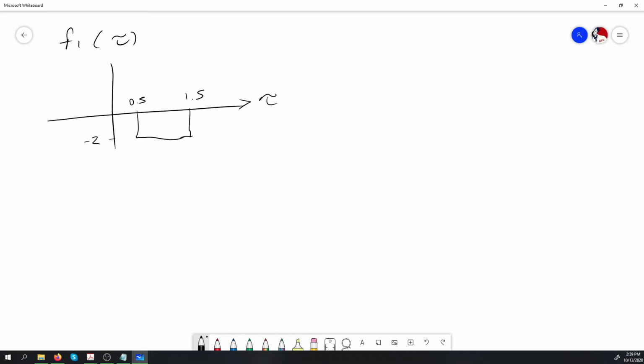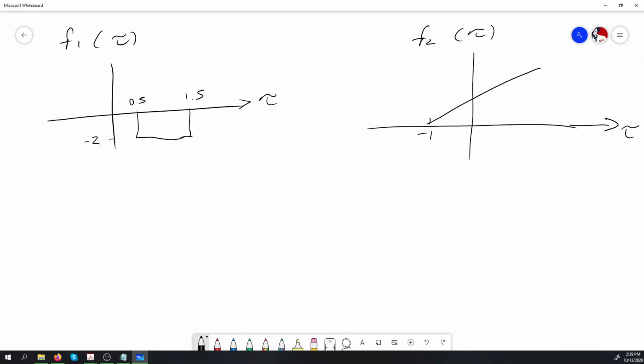So this will become tau, and the signal we're going to be flipping will be f2 of tau. When we watched it with respect to tau, this was at -1, going up to a value of 6 and ending at a value of 2 here. The x-intercept here will be at 2.